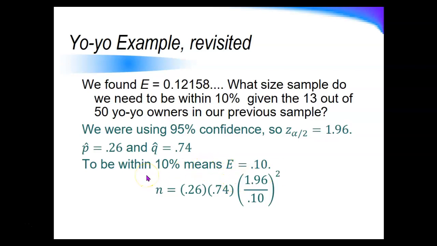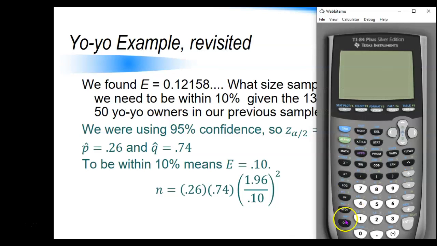So let's go ahead and calculate that. 0.26 times 0.74 times parenthesis 1.96 divided by 0.10, close parentheses, and I'm going to push the squaring button, so only the things inside the parentheses are getting squared. And that came up as 73.912 something.